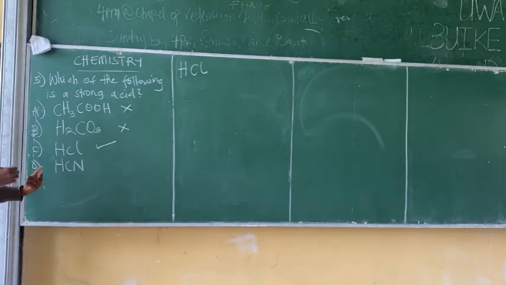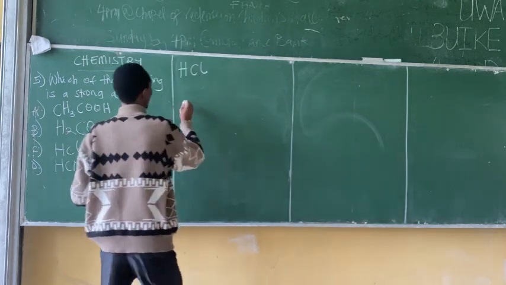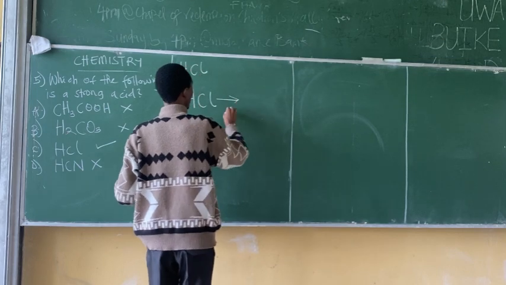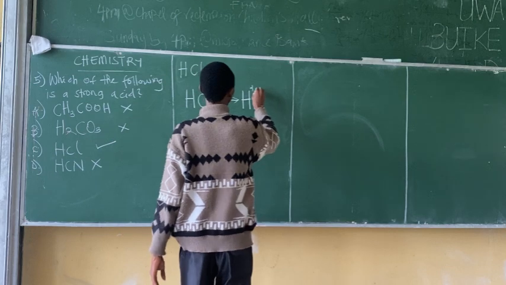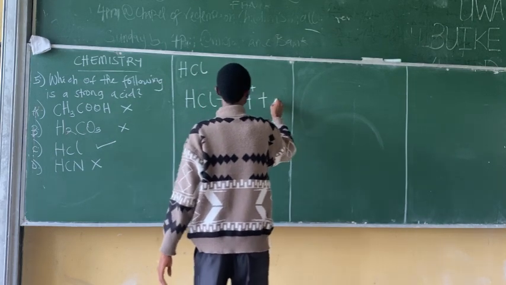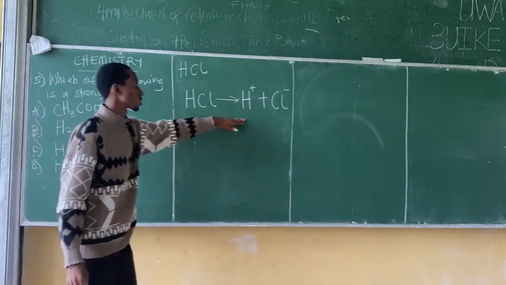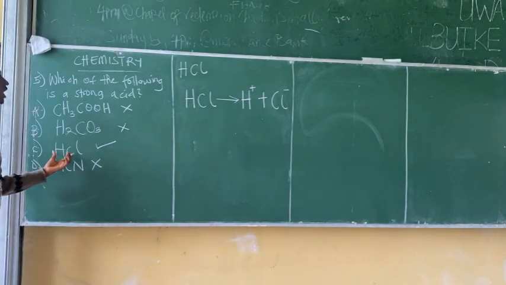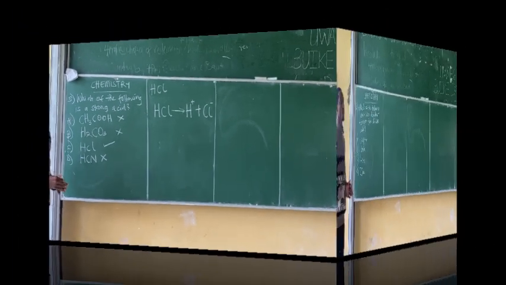This here, the hydrocyanic acid, is wrong. It's a weak acid. The chemical equation for the hydrochloric acid is given as HCl ionizes to form hydrogen ion and chloride ion. If you observe from this equation, they ionize what? Completely. So the correct option there is what? Option C. The hydrochloric acid ionizes completely because it is a strong acid.